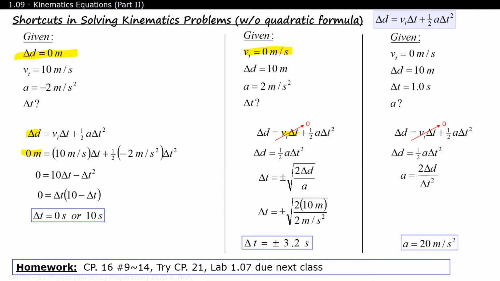Tonight's homework is to finish off course pack page 16 and try out course pack page 21. We're almost done with the unit, so the sooner that you complete the review questions, the more time you'll have to properly prepare for the unit test. Stop this video right now, and you can come back and watch the remaining unscripted video to compare your solution with mine.